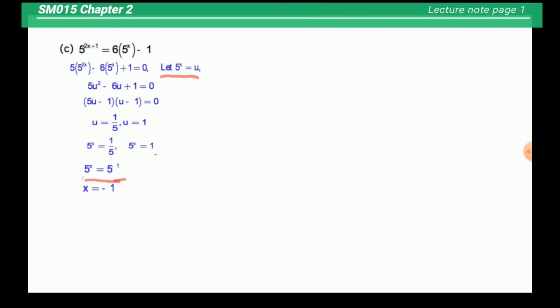For the right hand side, 5 to the power of x equal to 1. If you notice here, 1 is actually 5 to the power of 0. We can see that the bases are the same, so we can just compare the power. Hence, x equal to 0.